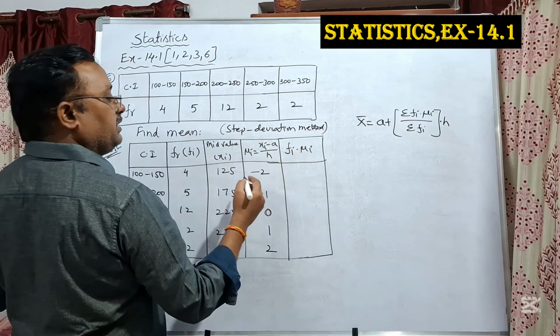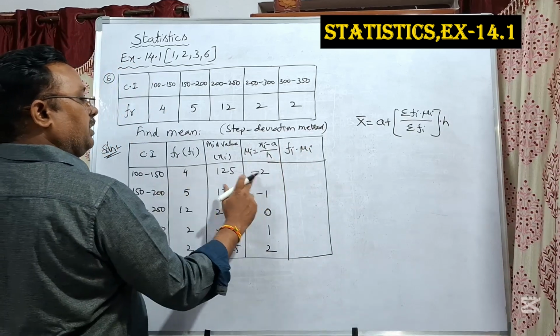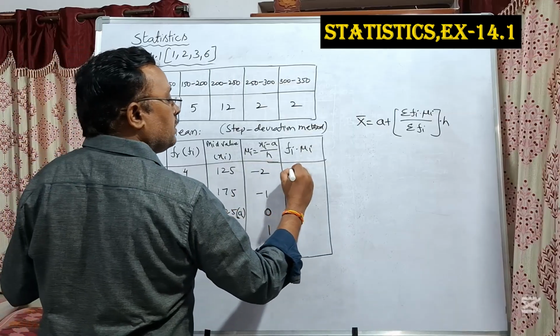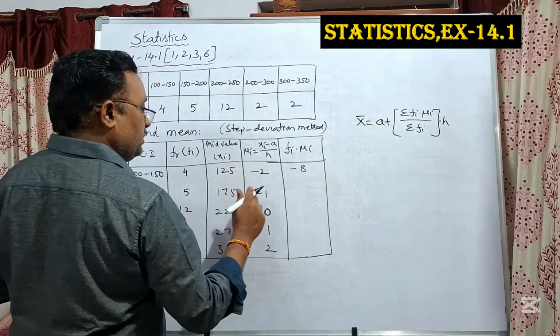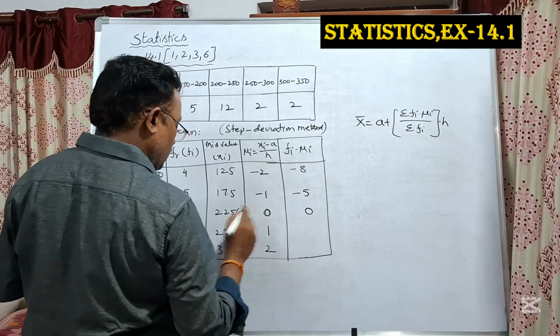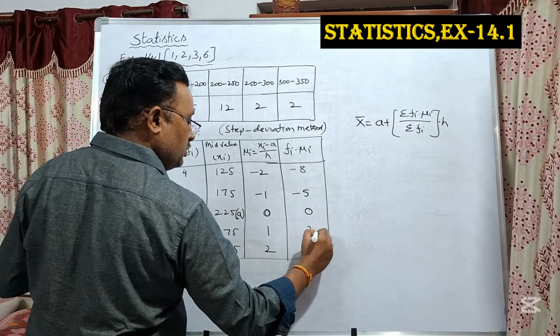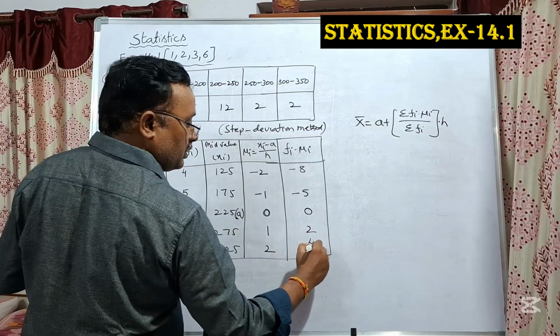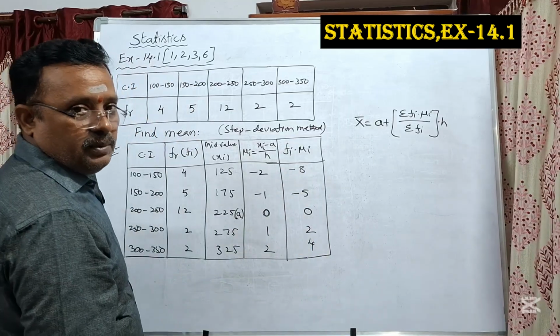Then find fi into mu I. So fi value, mu I value. 4 into minus 2 is minus 8. 5 into minus 1 is minus 5. 12 into 0 is 0. 2 into 1 is 2. 2 into 2 is 4. These are the fi into mu I values.